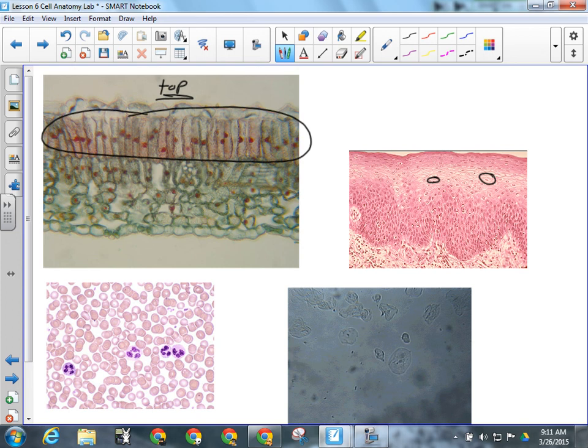And the last one we're going to do is one of your own cells. It's a cheek cell. So what you're going to do is take a Q-tip and very gently swab the inside of your cheek, just like they do on CSI. This is what they gather when they do that on CSI. They strip some cheek cells off the inside of your mouth, and those contain DNA and all that kind of good stuff. So you'll do a wet mount of those.